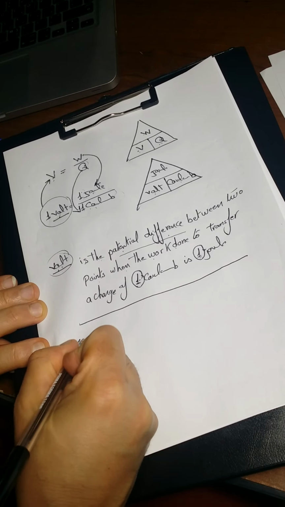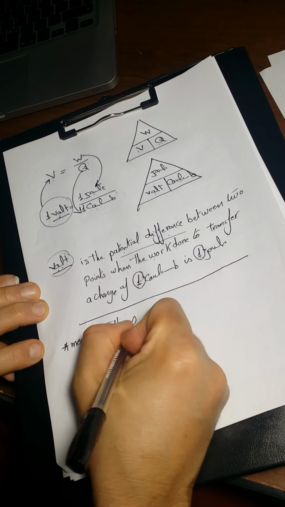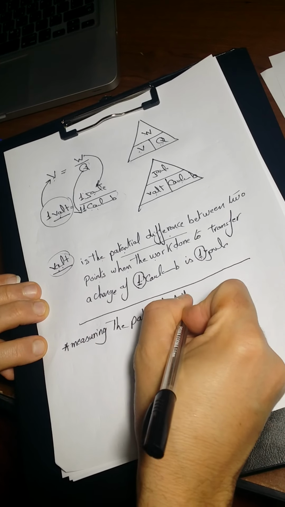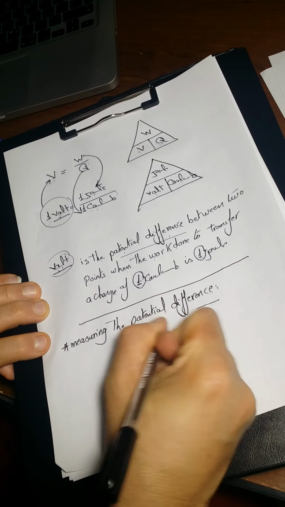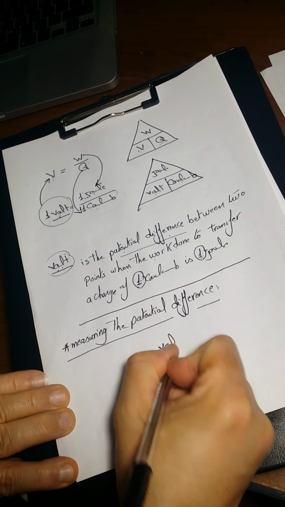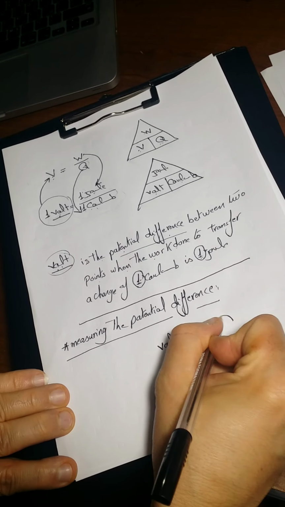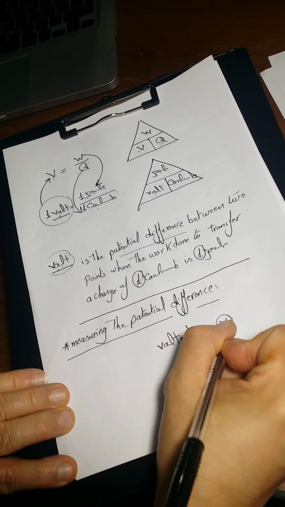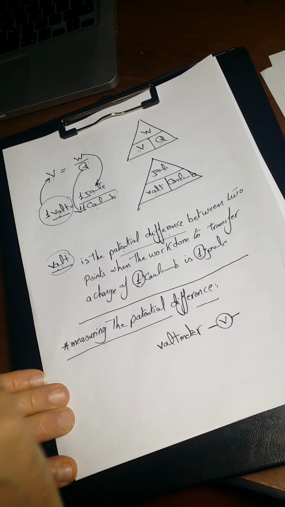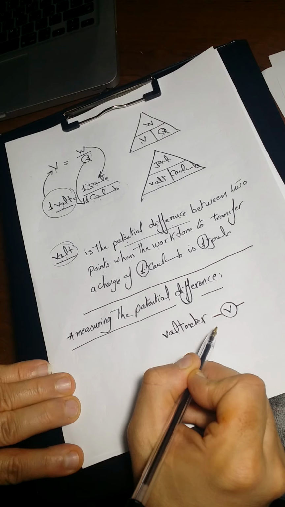Measuring the potential difference. The potential difference is measured by a device called voltmeter. A voltmeter is symbolized with a circle, has letter V, and the 2 wires extended from the 2 terminals of the voltmeter like that. The voltmeter is connected in the electric circuit in parallel.